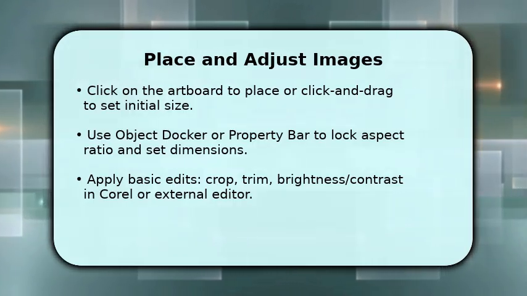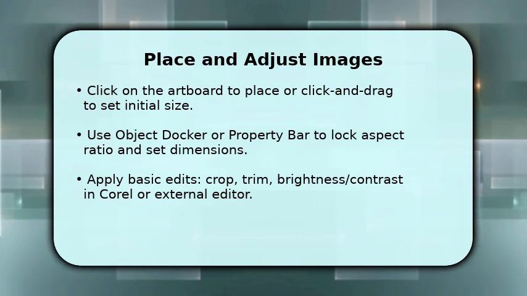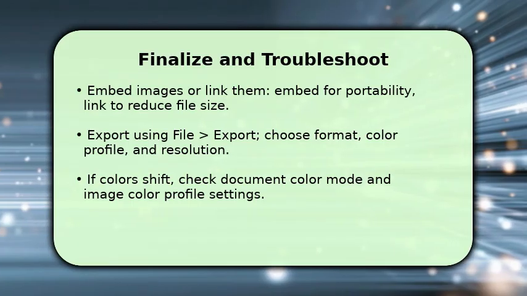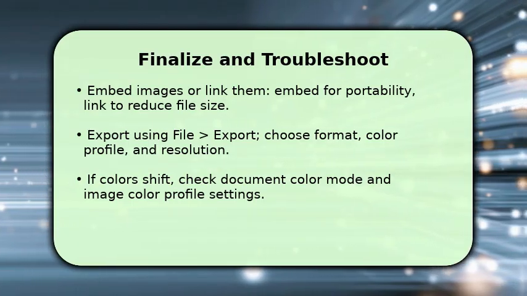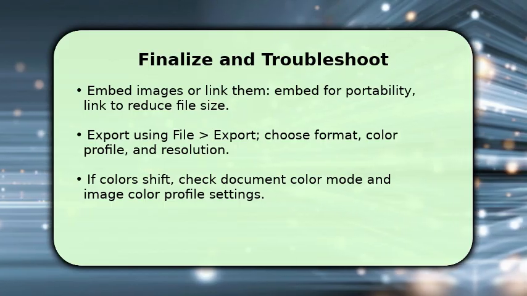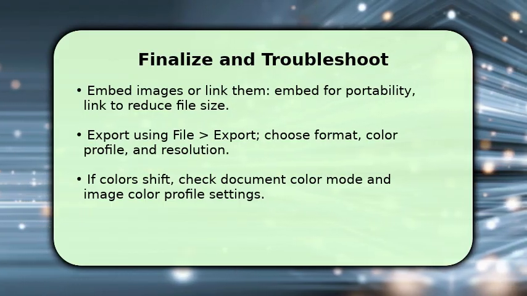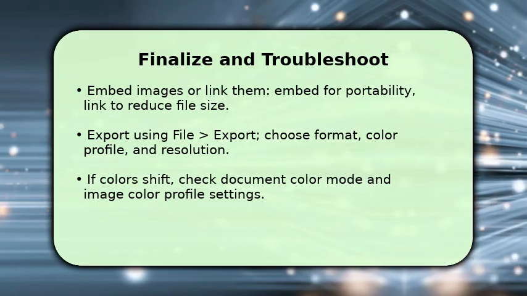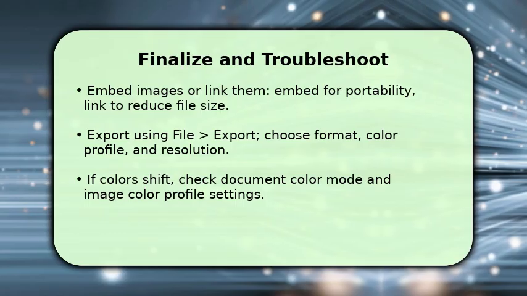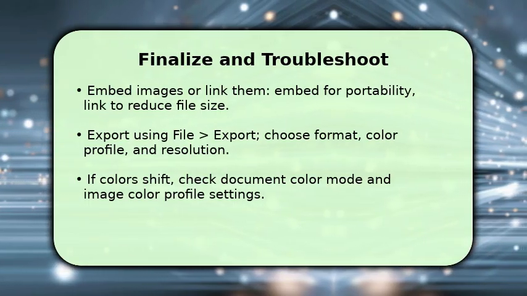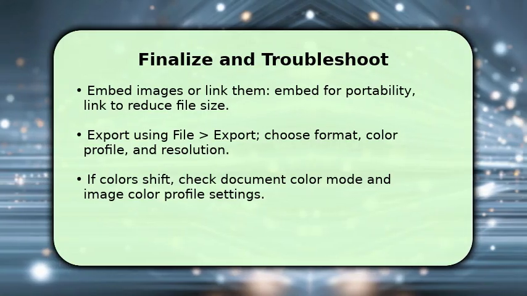To finish, decide whether to embed the image for a self-contained file or link it to keep file size small. Embed when sending to others. Use File Export to save your final graphic, choosing the right file format and color profile, and set resolution appropriate to output. If you notice color shifts or unexpected resolution issues, make sure document and image color profiles match and re-import if necessary. Relink broken files through the Edit Links dialog.